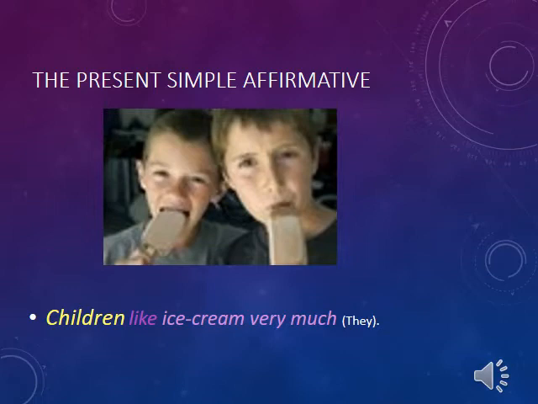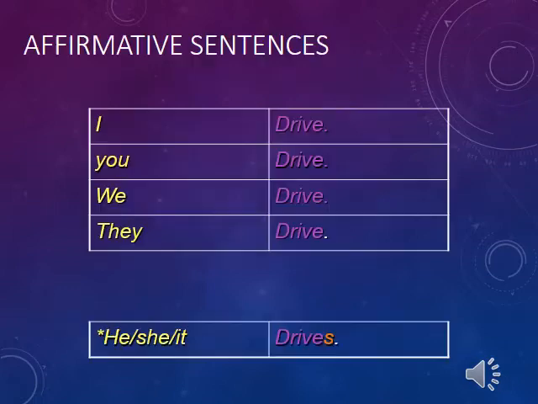Here, if I want to exchange the subject children with the pronoun they, it would be they like ice cream very much. In this case, we kept the verb as is, or in other words, the basic form of the verb, without adding s, es, or ies. So as a conclusion, with the pronouns I, you, we, or they, we keep the verb as is, which is the basic form of the verb, like I drive, you drive, we drive, and they drive.